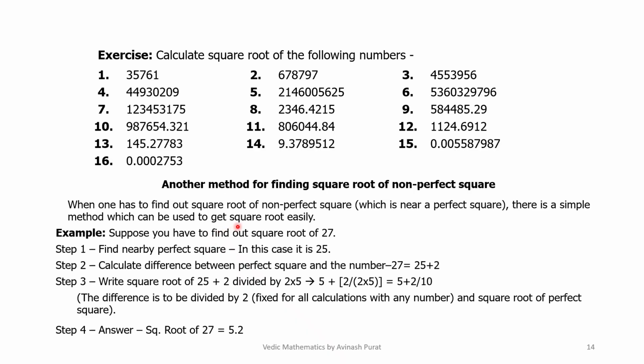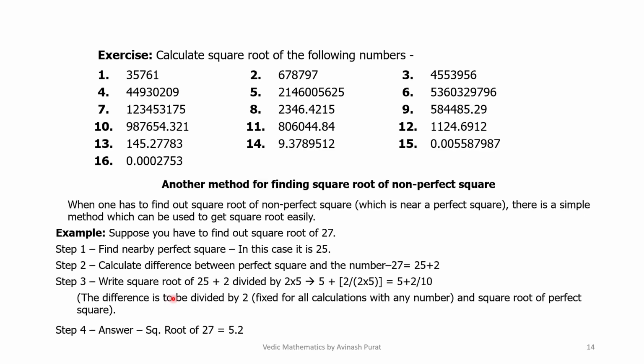When one has to find out square root of non-perfect square which is near a perfect square, there is a simple method which can be used to get square root easily. Example, suppose you have to find out square root of 27. Step 1, find nearby perfect square. In this case it is 25. Second step is calculate difference between perfect square and the number, that is 27 is 25 plus 2, so 2 is difference.